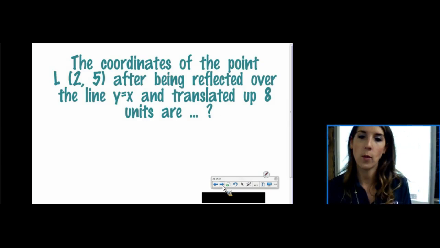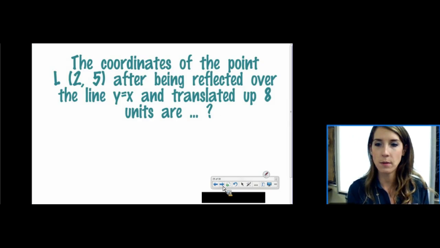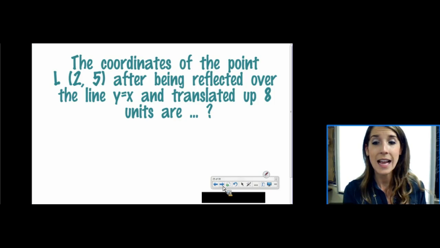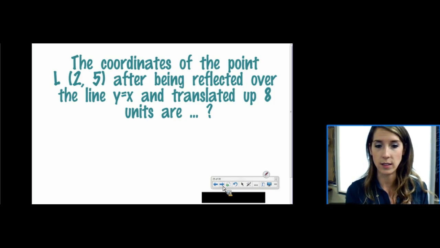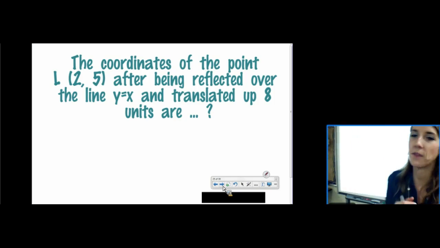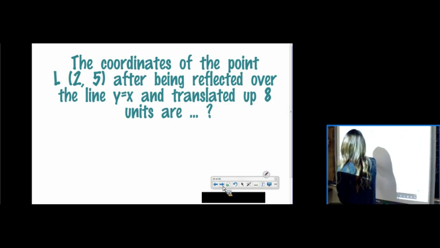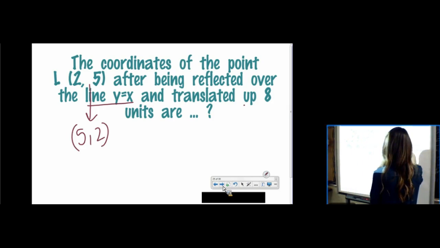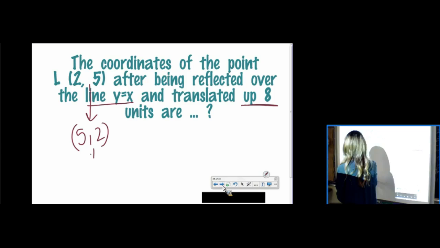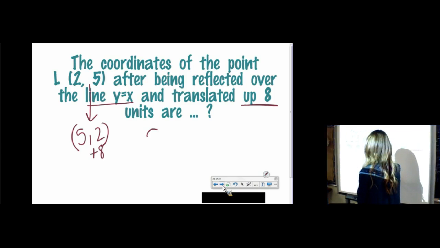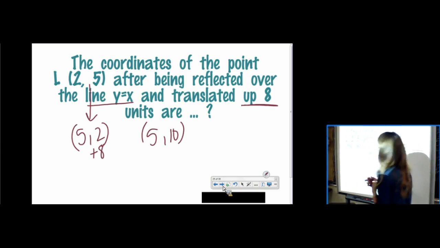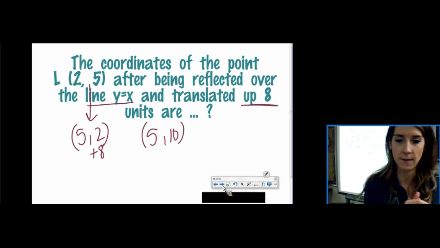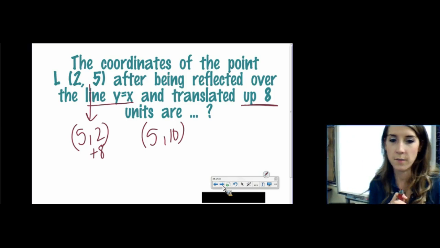The coordinates of the point L to 5 after being reflected over the line y equals x and translated up 8 units. Okay, so let's do it. Let's reflect it over the line y equals x. We go look at our rule. It says to trade places, so there's step 1. And then we want to go up 8. It probably is 5, 10. Very good. Okay, we're done.